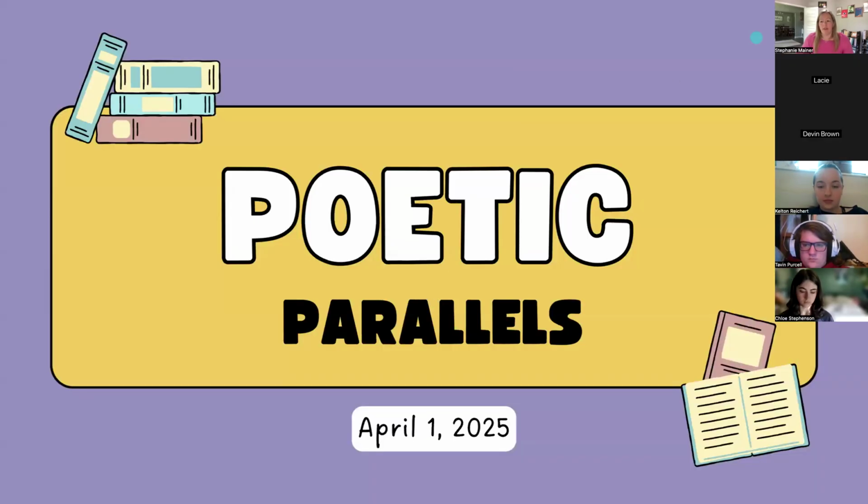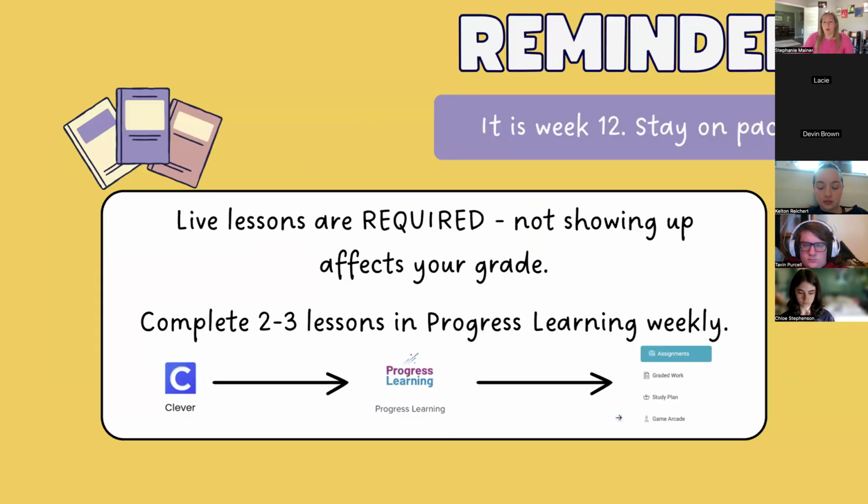All right, so this week, the lesson was all about poetic parallels and explicit and implicit information, and how to determine the difference between those two things. So just by way of reminders, this is week 12. Make sure you're staying on pace. We are getting really close to the end of the year.